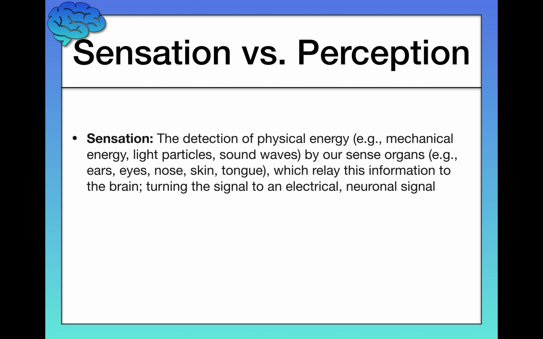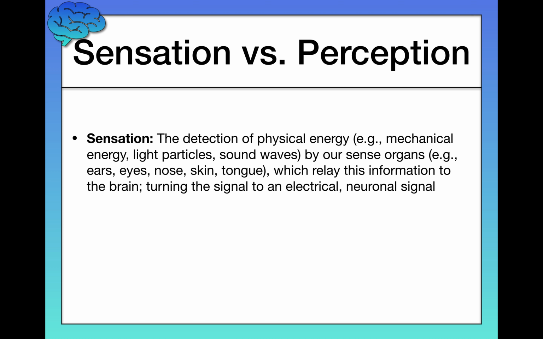First of all, sensation. Sensation is the detection of physical energy, which by physical energy I simply mean mechanical energy, light particles, sound waves, things like that. So the detection of those sorts of things by our sense organs. What are our sense organs? Well, your ears, your eyes, your nose, your skin, your tongue, all of those different organs that map onto all of the senses that we have.